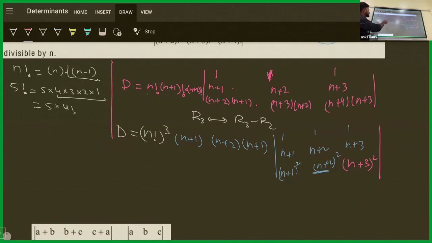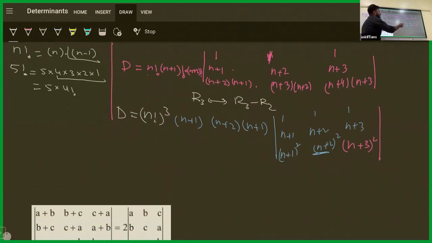So how are we going to create two zeros? Again we need to use one elementary operation. In row 1, no, not in row 1, in column C1 you can make this element 0. How? C1 minus C2, and similarly you can use it in C2 also, C2 minus C3.